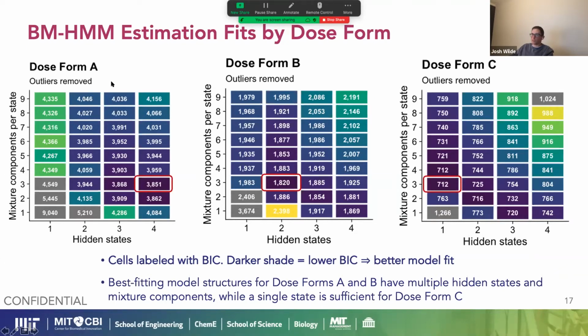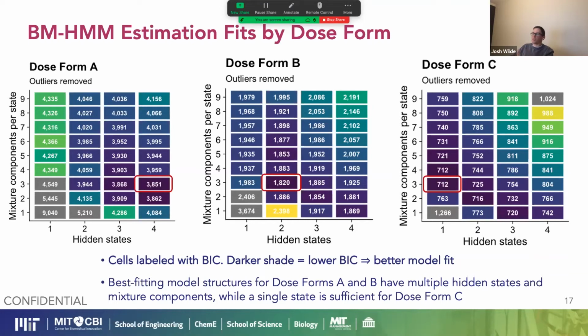And what you see when we estimate this set of models for each of these dose forms is that for 2 of the dose forms, dose form A and dose form B, which are the 2 most prevalent in our database and represent roughly 80% of the lots in the data set, multiple hidden state models with multiple mixture components provide the best fit for the data. There are 4 hidden states in the best fit model for dose form A, and 2 hidden states in the best fit model for dose form B. Interestingly, for dose form C, the variation in adverse events and the sequence of adverse events is sufficiently explained by only a single hidden state with 3 different mixture components.